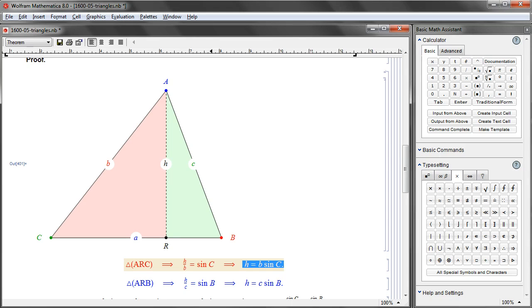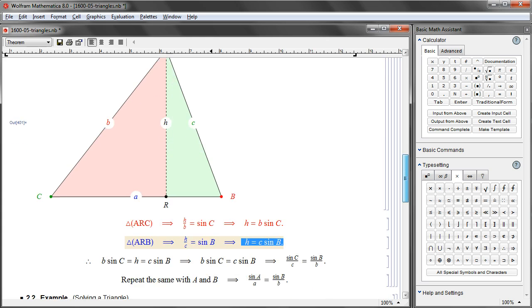Now let's move on to the blue triangle, ARB. Here the hypotenuse is C and the opposite side of the angle B is H. So what we have, H over C is sine of capital B, consequently H is C sine of B. Now we are ready. Both of them represent the same quantity H, so set these two equal.